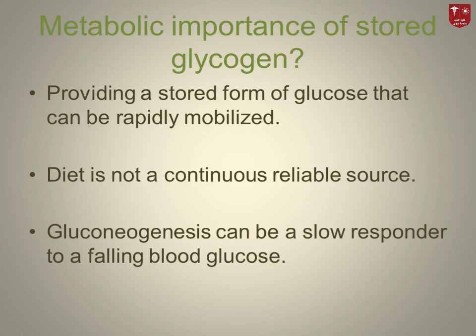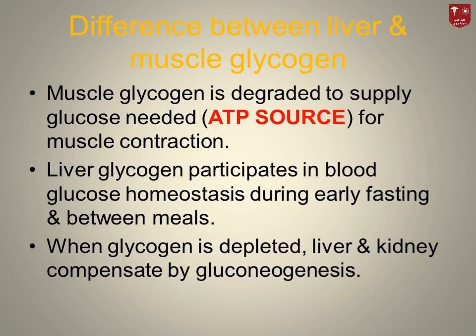Because gluconeogenesis, of course, is a very important pathway, but it is a slow responder. It takes time for gluconeogenesis to take place. So we said before that glycogen is mainly stored in the liver and in the muscle. What's the difference between the glycogen stored in the liver and the glycogen stored in the muscle? Muscle glycogen is for the muscle itself.